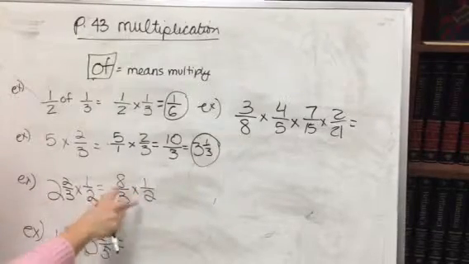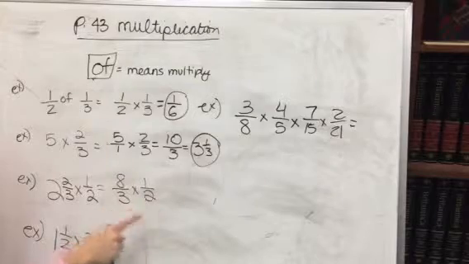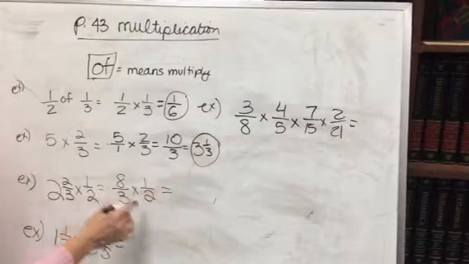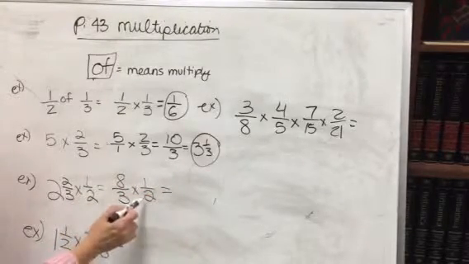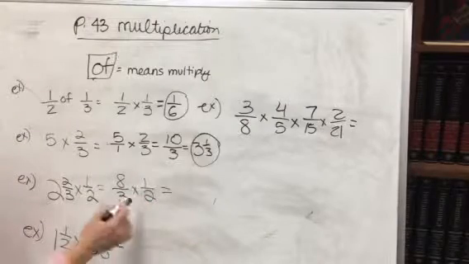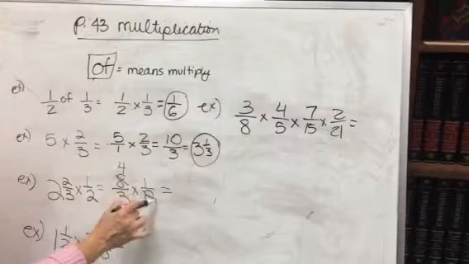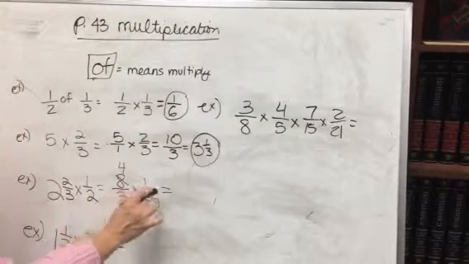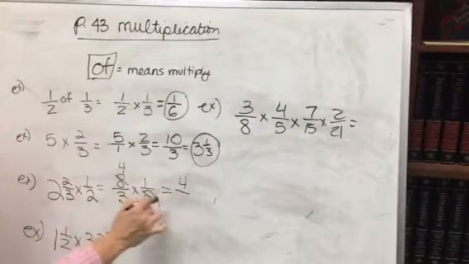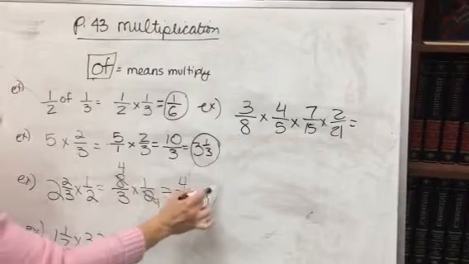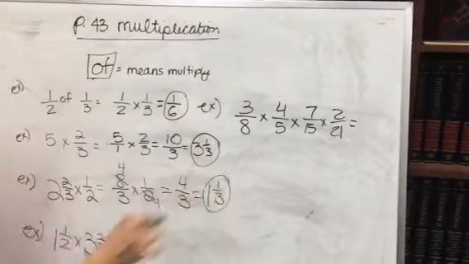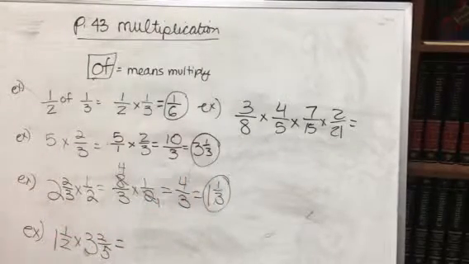Now look, if you have something in the numerator that can cross out with something in the denominator because it goes in evenly, then you can do that so you don't have to reduce as much later. 2 goes into 8 4 times. 2 goes into 2 once. 4 times 1 is 4. 3 times 1 is 3. 1 1/3.